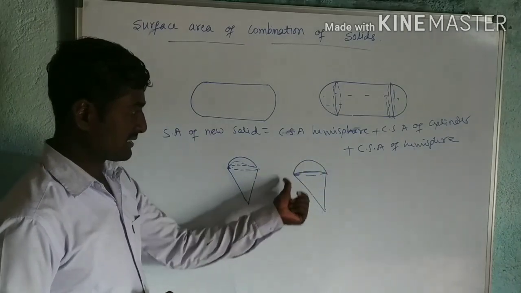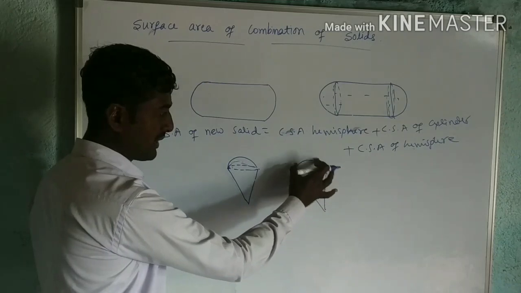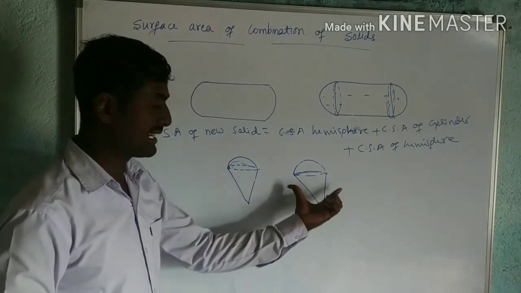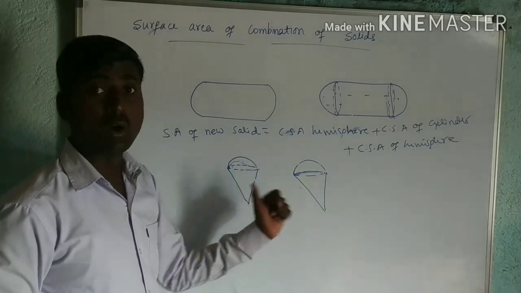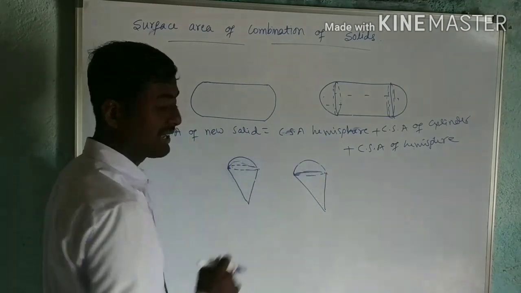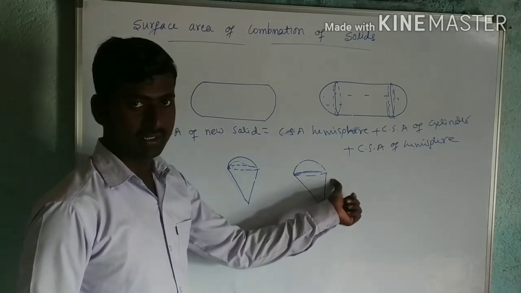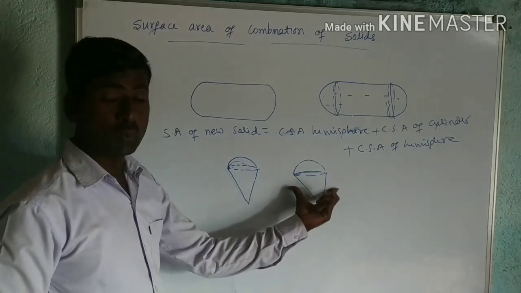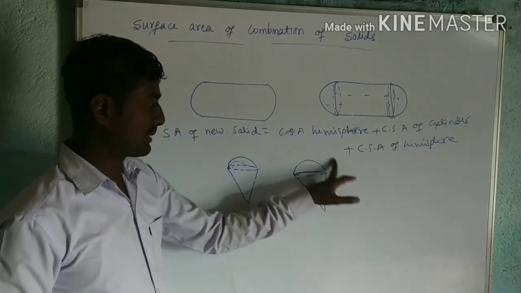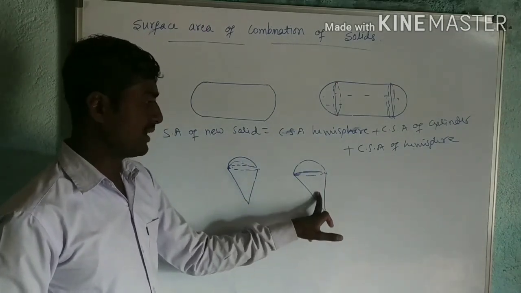Here the surface area of this new solid will be the curved surface area of hemisphere. Surface area means outside, not inside. I am not going to find inside, it is outside only. So it is curved surface area of hemisphere plus curved surface area of cone. This is a combination of two solids, one hemisphere and another a cone. So the total surface area of this solid will be CSA of hemisphere plus CSA of cone.